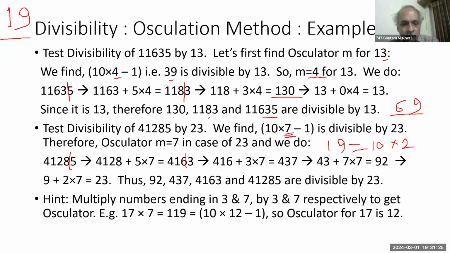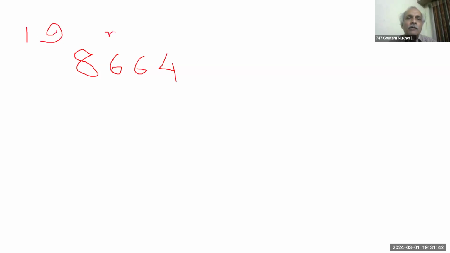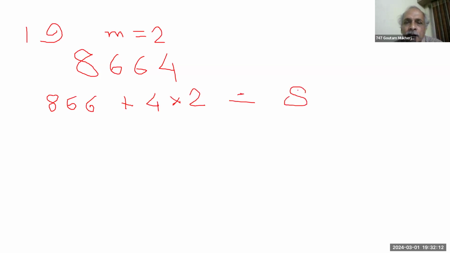Suppose I want to test a number, 8664. I want to see whether it is divisible by 19 or not. Here, the oscillator is 2. Now, what is the procedure, Aditi? What should I do first? You'll get 866 plus 4 into 2, which is 874. So 874.